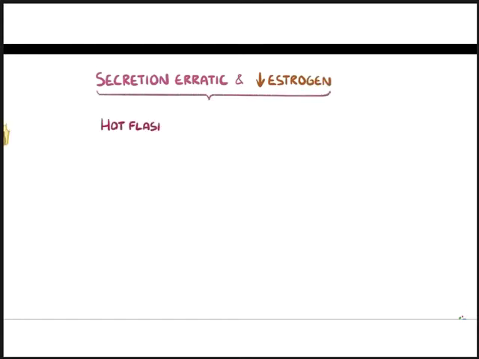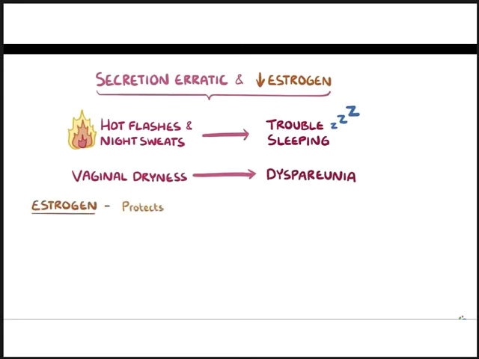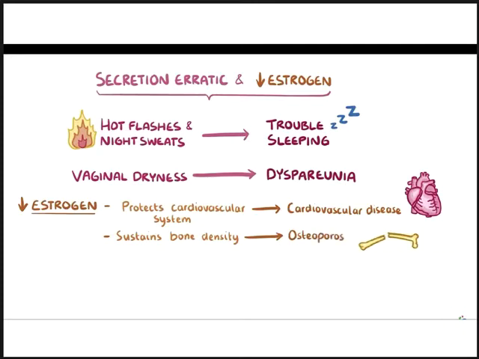And these include hot flashes and night sweats, which can lead to trouble sleeping, and also vaginal dryness, which can lead to dyspareunia, which is pain during sex. Also, estrogen normally has a protective effect on both the cardiovascular system, where it helps to keep the blood vessels' walls nice and flexible to accommodate blood flow, as well as the skeleton, where it helps sustain bone density. So, low levels of estrogen can also lead to complications like cardiovascular disease and osteoporosis.